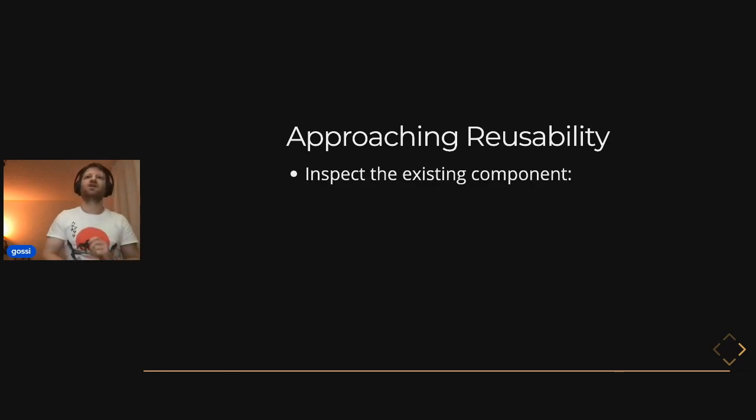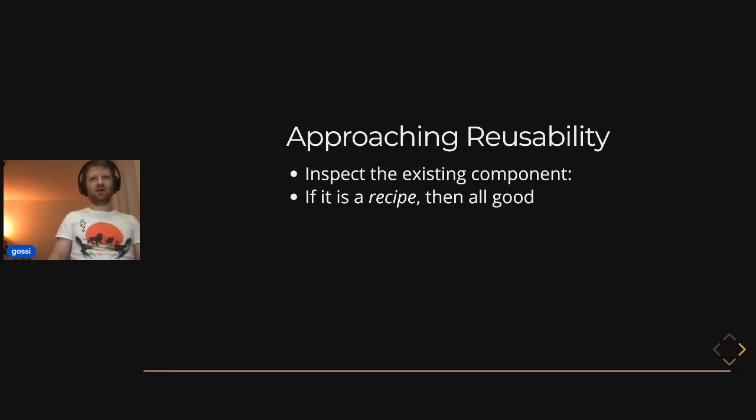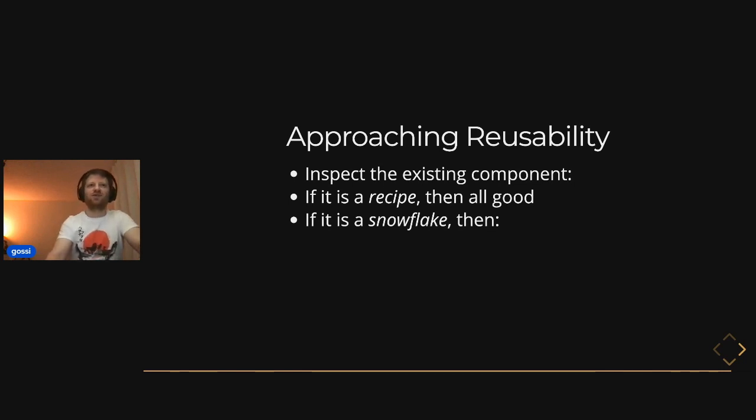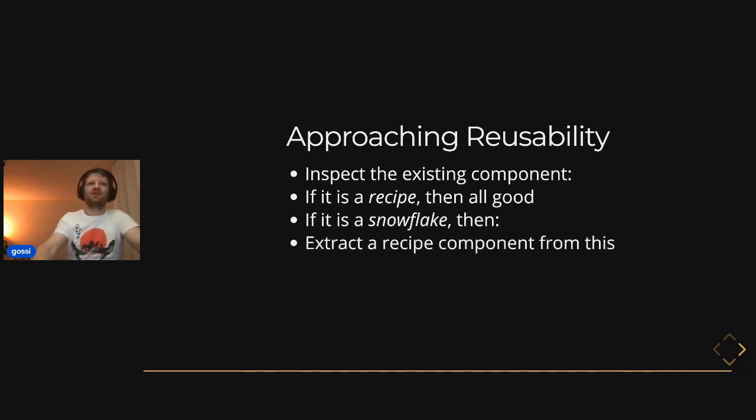So we go and inspect the existing component that the other team or other team member already made. So if that component is a recipe, then all good, we can use it. So we wouldn't contribute more arguments to what maybe becomes a tech debt, because that's kind of the idea of a recipe to be reusable and serve as a template to other components. However, if this is a snowflake, a one-off component, and we are making changes to that, then the best idea is to extract that snowflake into a recipe component at first.